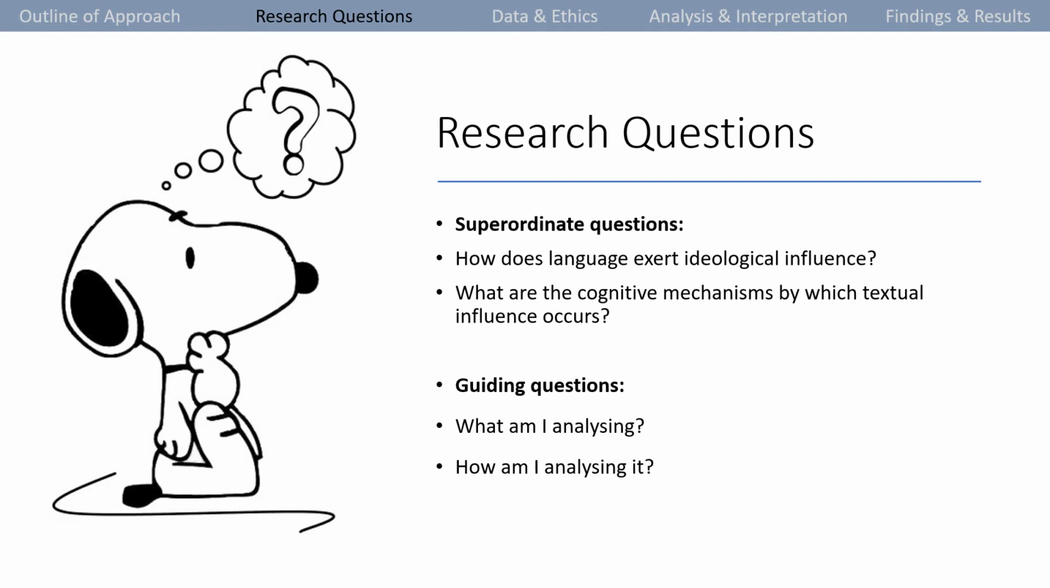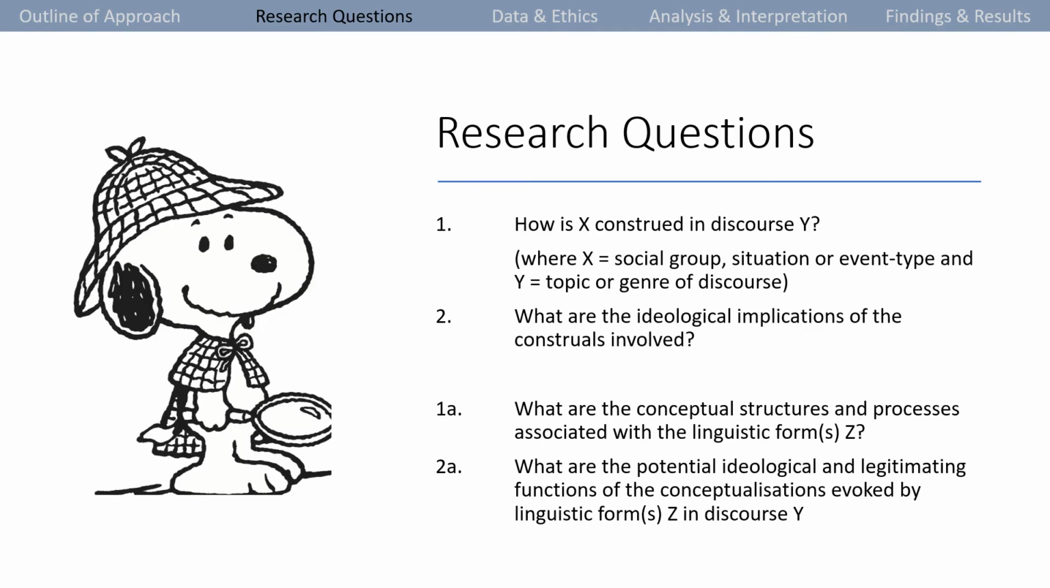Once you have defined the topic and scope of your project, you are ready to set out your research questions proper. Your research questions should be guided by the overarching aims of cognitive linguistics CDA and asked in relation to the specific linguistic or conceptual features that you have selected for analysis. Your primary research questions will therefore look something like the following schematic questions. 1, how is X construed in discourse Y, where X is a social group, situation or event type and Y is a topic or genre of discourse? And 2, what are the ideological implications of the construals involved?